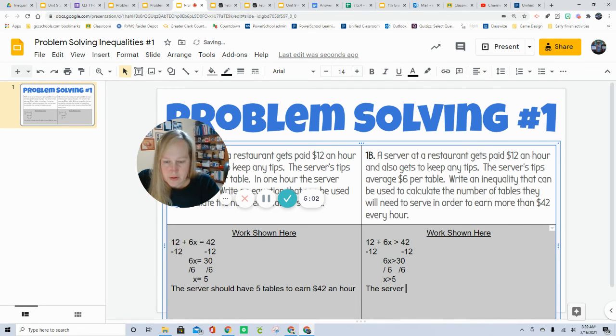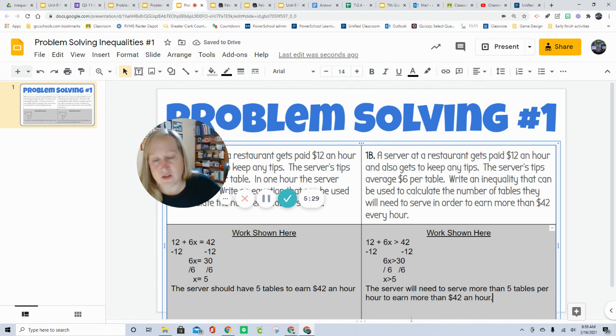The server will need to serve more than 5 tables per hour to earn more than $42 an hour. So there's problem solving number 1. You'll notice that we're doing exactly the same thing. That's what I want you to notice: if you can do equations, you can do inequalities.